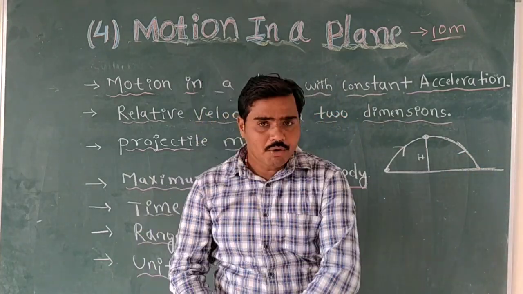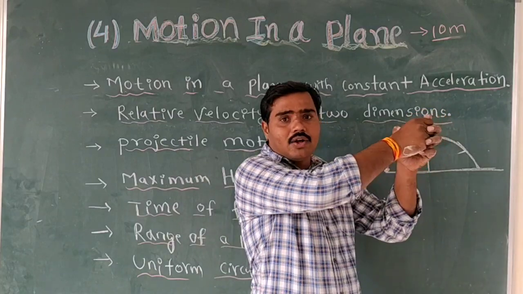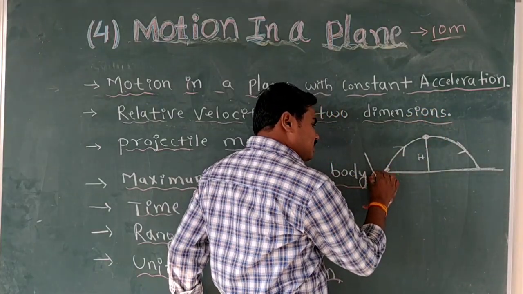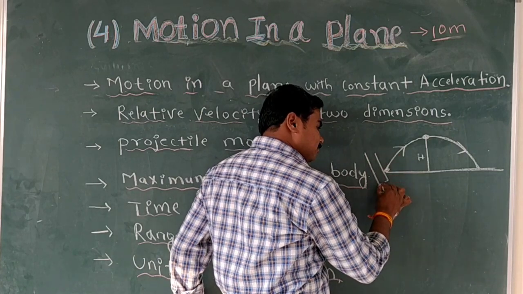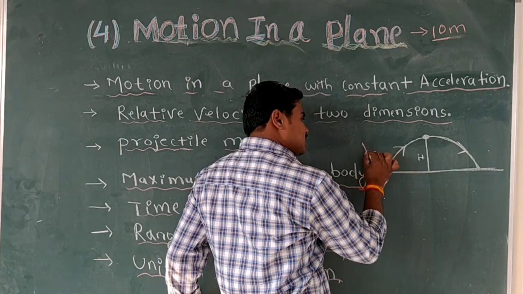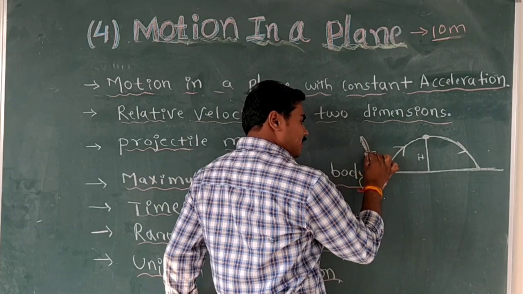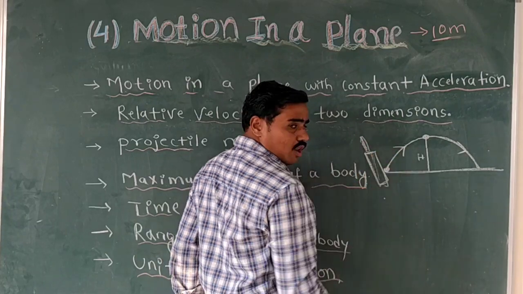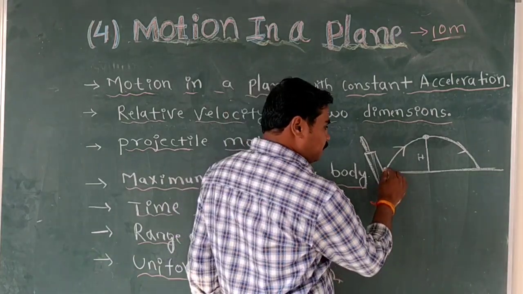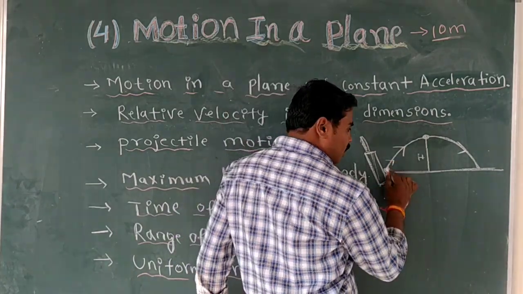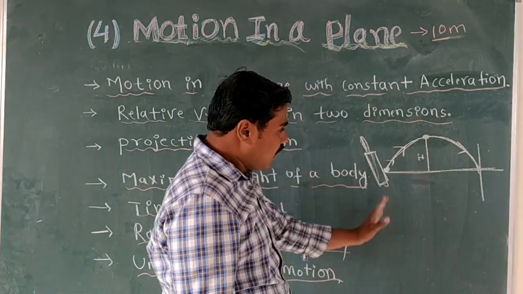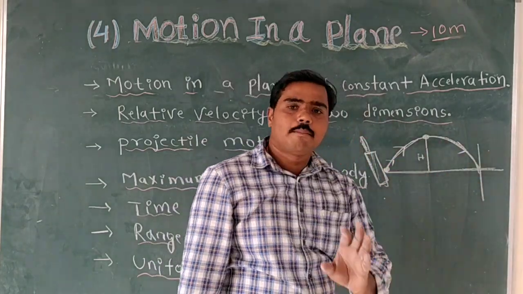For example, when you hit a 6, it reaches the maximum distance in space. For example, this one is considered a bat, and this one is a ball. When you hit the 6, that ball moves in space in a parabolic path and it reaches the target. This one curve is called the parabolic path.